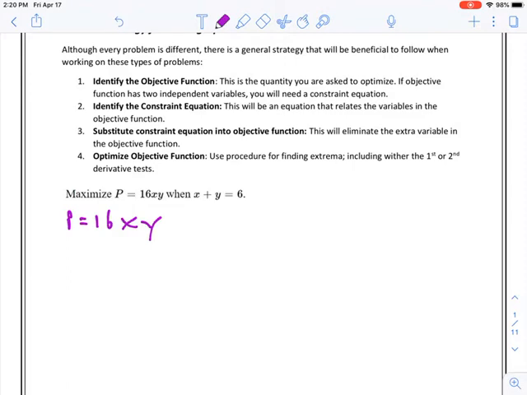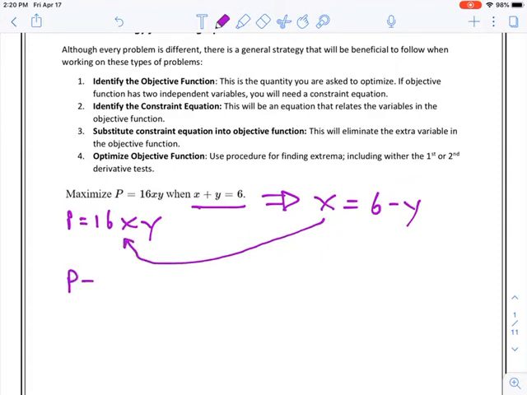The first thing that we need to do is take the constraint and solve it for one of the variables. So let's solve that for x. X would then be equal to 6 minus y. Now we're going to take that and substitute it in here for x. So now p is equal to 16 times (6 minus y) times y, or p is equal to 16 times 6y minus y squared.